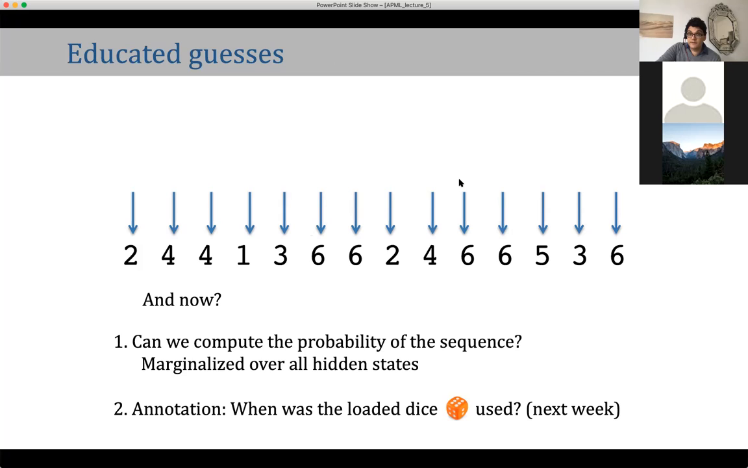That's very practical, but that's not directly answering the question. The question that usually you want to answer when you're doing a hidden Markov model is that you want to annotate the sequence. You want to know, for instance, when was the loaded dice used in this sequence of dice values? And this is something we'll see next week.